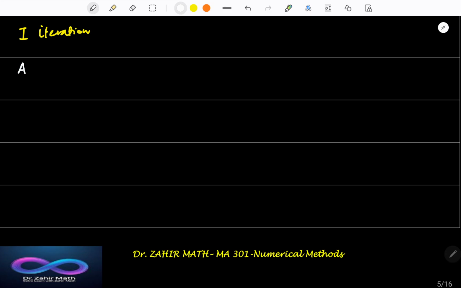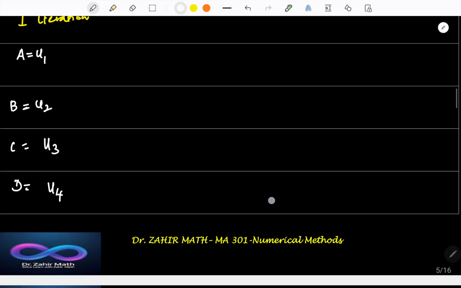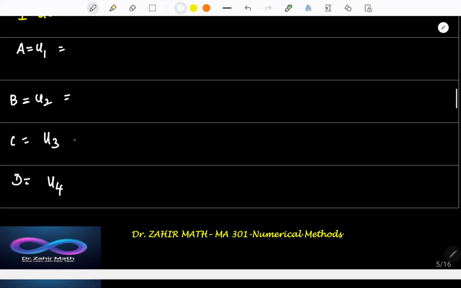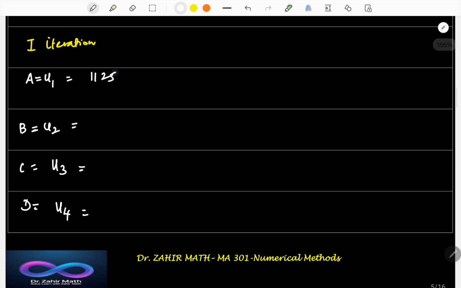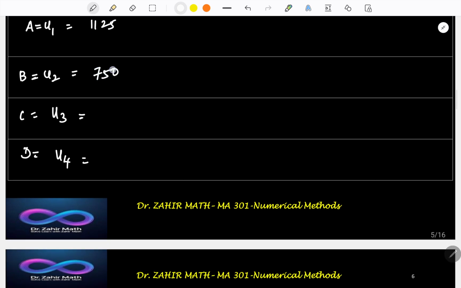A means U1, and B means it is U2. And C means it is U3, and D means it is U4. So U1, U2, U3, U4. So what are your first iteration values? 1125, 750, 1000, and then it is 437.5.